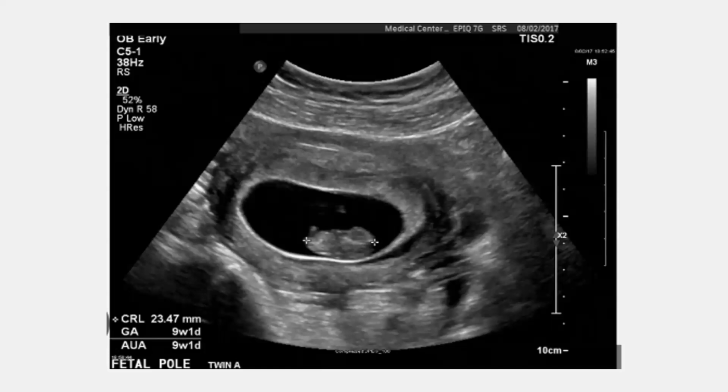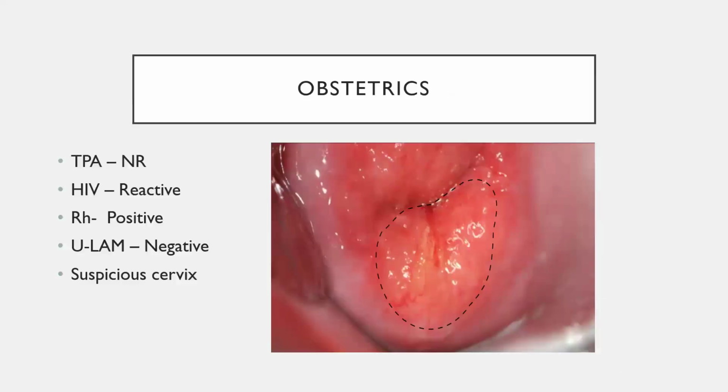So this is the diagnosis, intrauterine parasite. So we found that she was actually pregnant. So she was 9 weeks and 1 day pregnant. So this is not the only parasite though. So obstetrics were called. So it was also a multidisciplinary approach here. Obstetrics and urology were called, and obstetrics had done their baseline workup, and her TPA was non-reactive. HIV was reactive, so she's now newly diagnosed, RH positive.